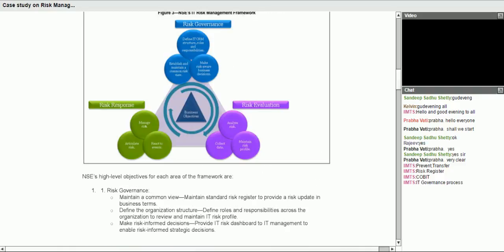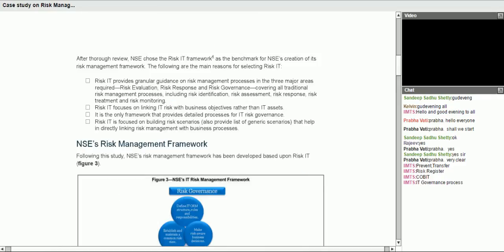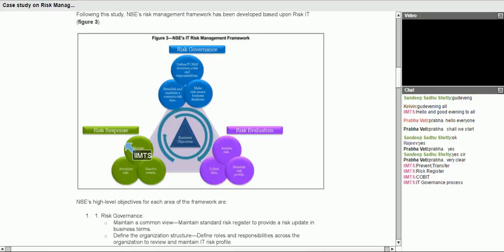Let us enlarge it more. So in risk response, you see, you manage risk, you articulate risk, you react to the risk. Then risk governance is you define your IT structure, your CRM, your roles and responsibilities. Then you establish and maintain a risk view. Then you make risk aware business decisions. Then how do you evaluate risk? You evaluate by analyzing risk, by maintaining risk profile, by collecting data. So this is an IT risk management framework.